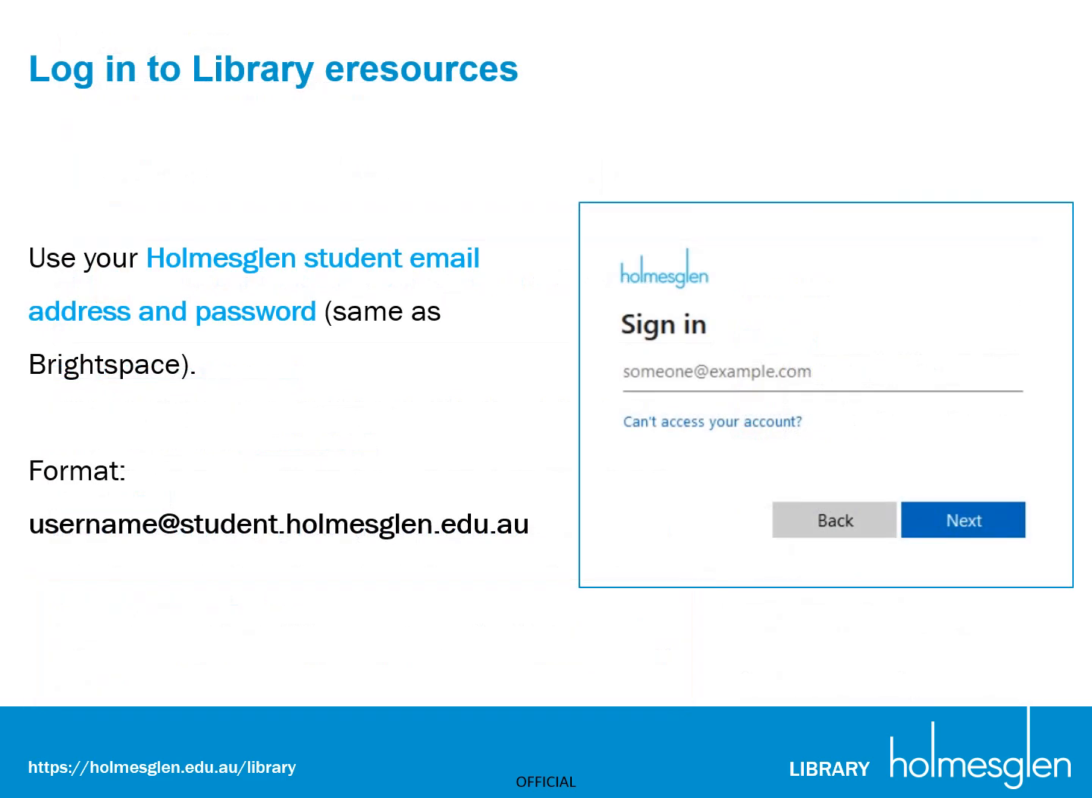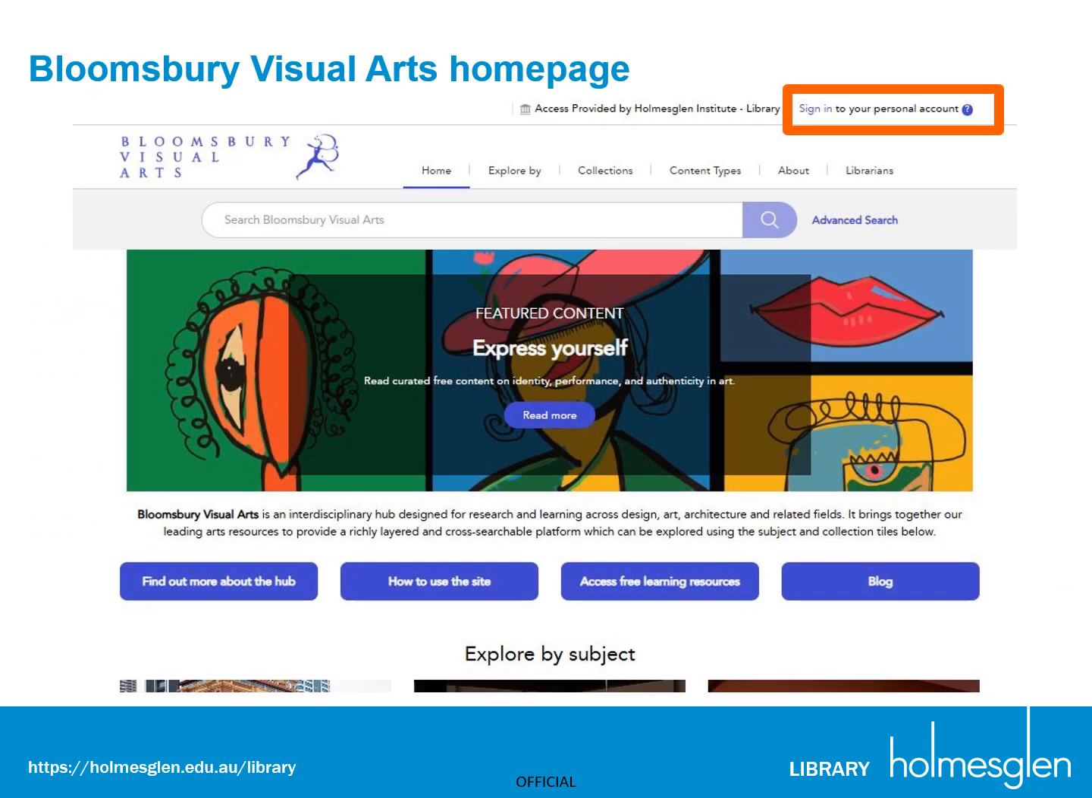The library's online resources can be accessed anywhere, anytime. Before being taken directly to an e-resource, you may be prompted to log in using your Holmesglen email address and password. This is the home page of Bloomsbury Visual Arts.